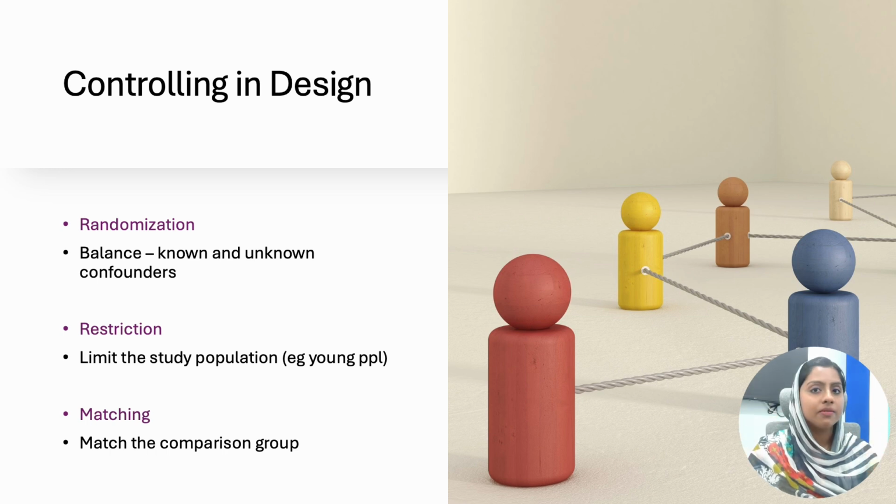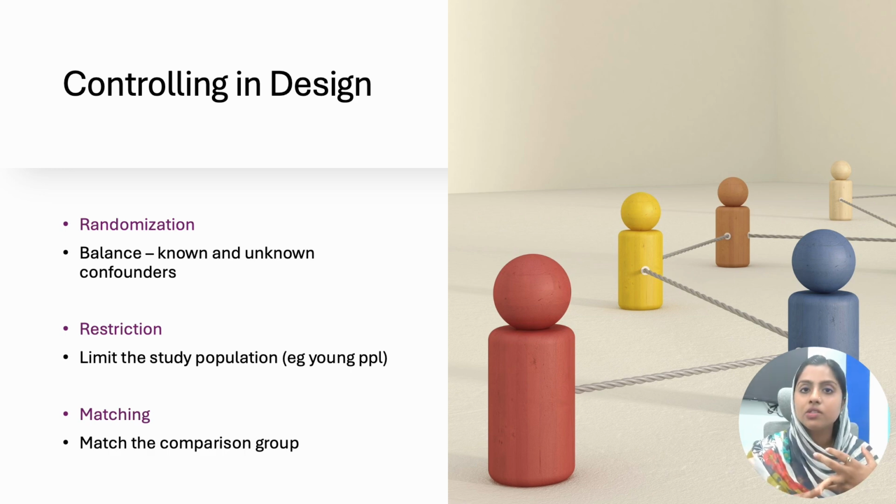When you check, for example, if it's age or alcoholism, anything that you see seems to be balanced in these two groups if you do a randomization. And this happens not just for the known confounders, but it seems that it also happens for the unknown confounders. So this is where randomization is very important to control for confounders.